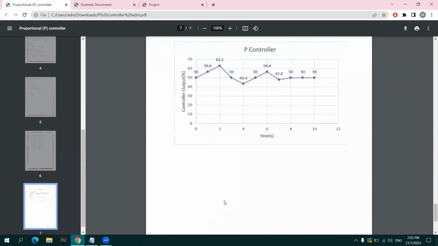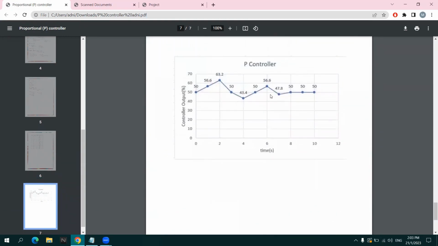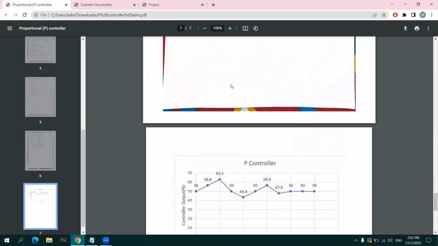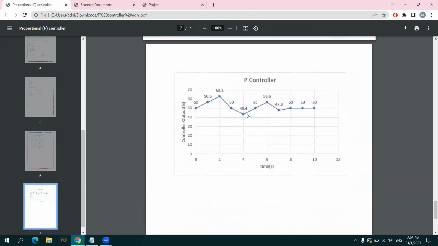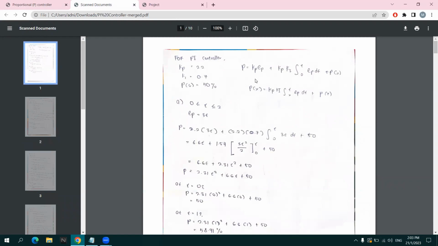So this is our graph for the P controller. This is our value based on this data here. So this is our result. Okay, and then I'm going to proceed to the PI controller.